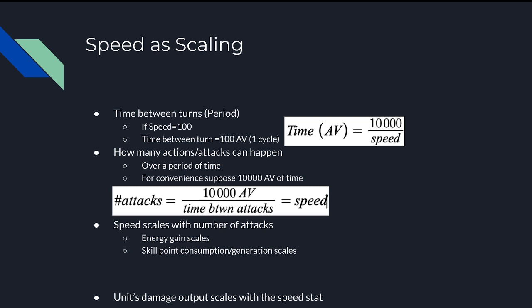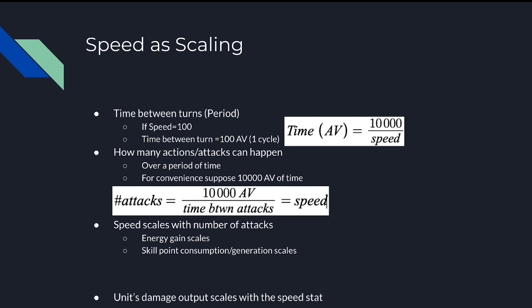Well, when we're trying to calculate damage, we want to know a little more than that. We want to figure out, hey, I have a period of time. How many actions can I perform? So, for convenience, I'll suppose that I have 10,000 action values of time. How many attacks can I do?